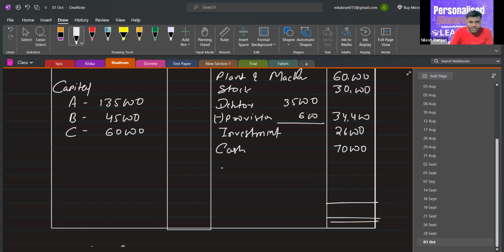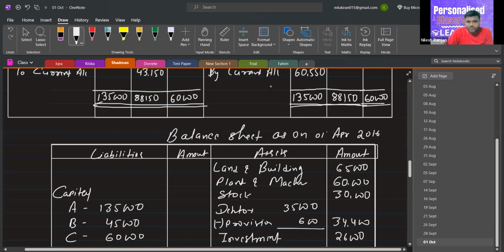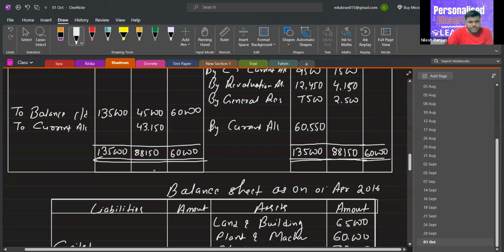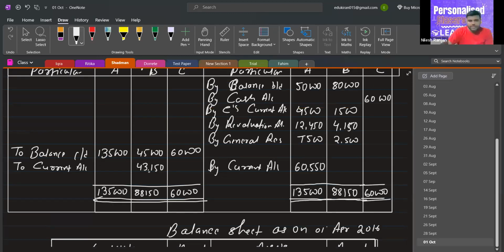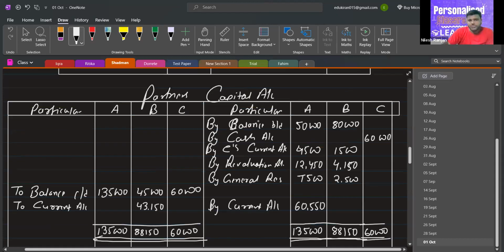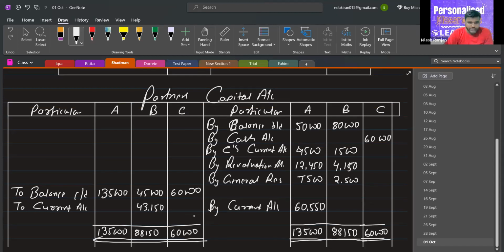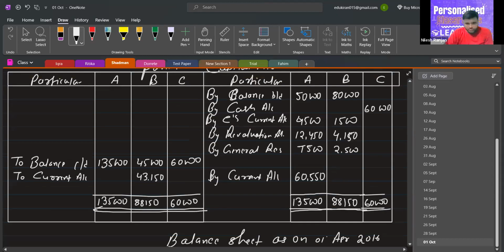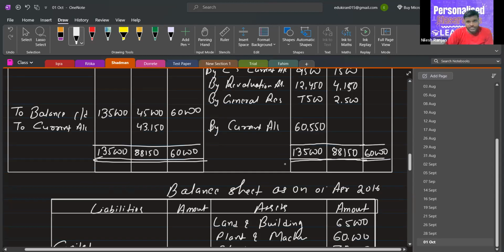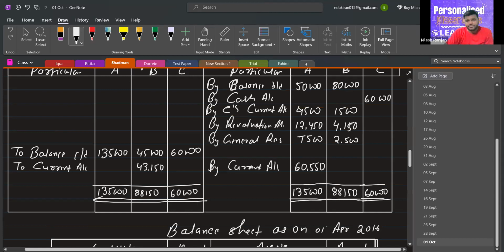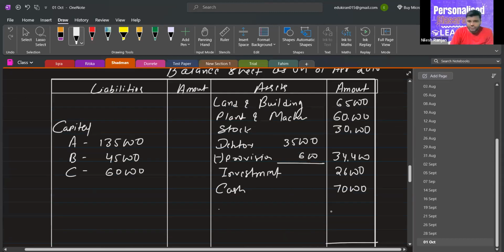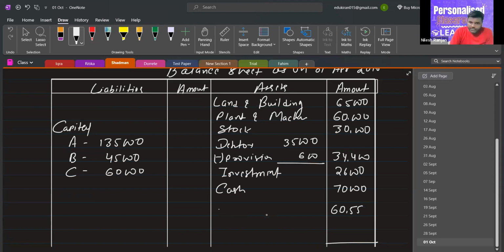Actually, there is a current account of A on the debit side here. The balance of capital for B is on the credit side. So for this balance, this is a negative balance actually. So 60,550 will be a current account.